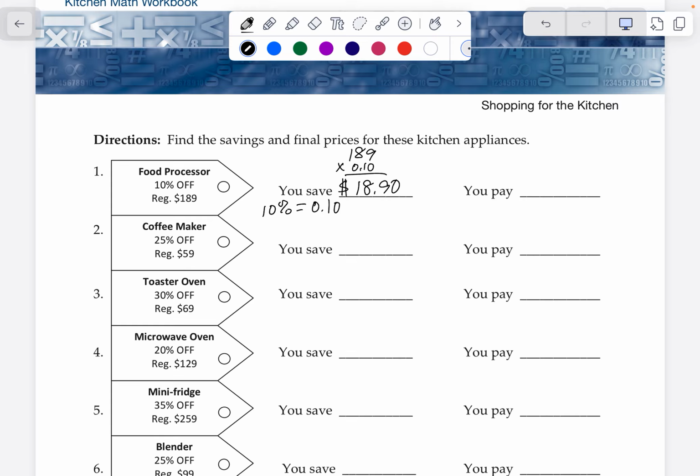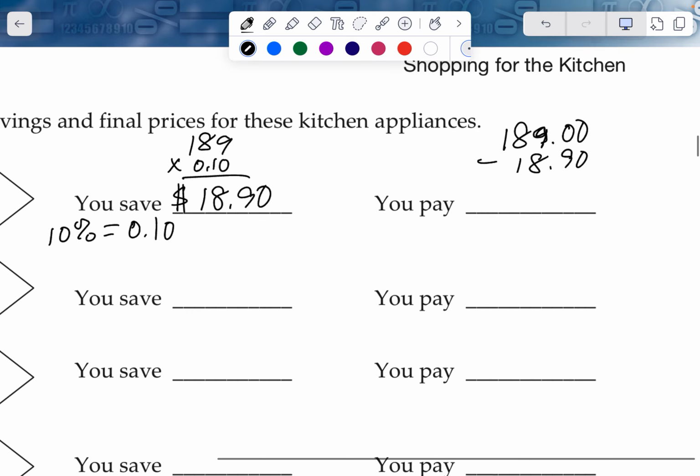How much do you pay? Take the original minus the sale amount, minus that $18.90. Now, if you're doing that by hand, that 189, you need to really show those 2 decimal places if you were subtracting. So if you want to put that as $189 with the 2 decimal places, go ahead and do that. But we're just subtracting $18.90 from that.